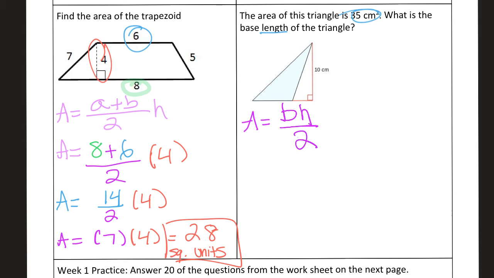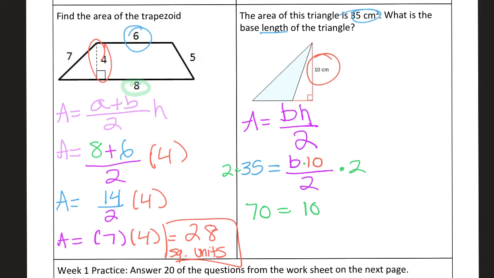And then we fill in what we know. Well, it tells me that the area is 35. I don't know the base, so I'm going to leave that as B. The height is 10 divided by 2. The first thing I need to do is get rid of that denominator, so I'm going to multiply by 2. Okay, that gives me 70 equals 10B. Then I divide by 10 to get B by itself. Get that 7 centimeters is our base length.